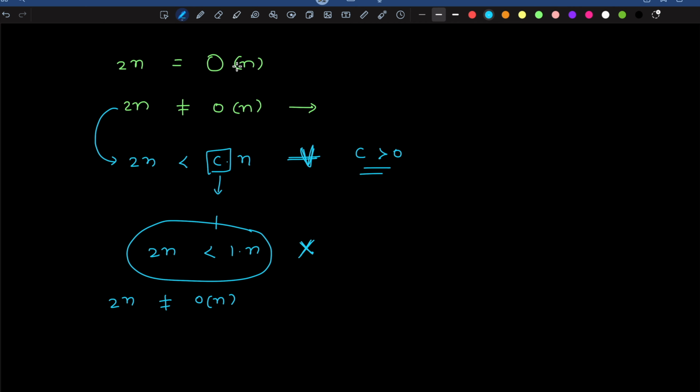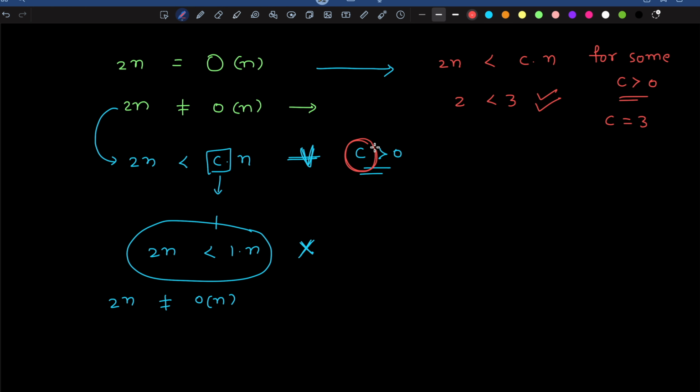But what about in case of big O? How would we write this expression? 2n is less than or equal to c into n for some value of c greater than 0. Let's say my value of c is equal to 3. So in this case, what would happen? 2 is less than 3. Yes, this condition holds. But in case of small o, this condition should hold for all values of c greater than 0. This expression should satisfy it. Otherwise, I will say that f of n is not equal to small o of g of n. So this is the fundamental difference between the big O and the small o.